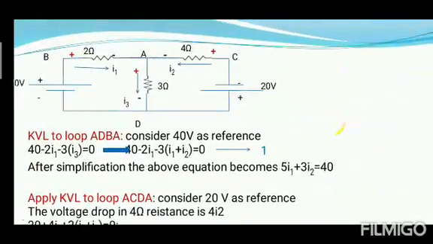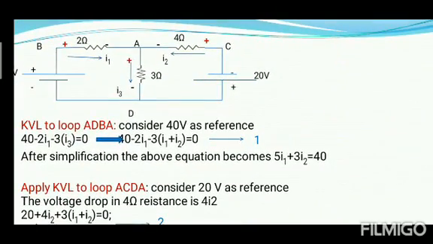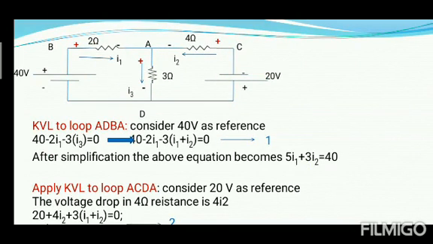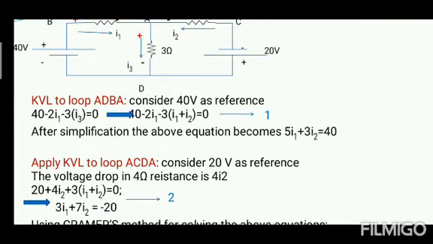Now let us implement Kirchhoff's voltage law to the loop ACDA. Here, considering 20 volts as positive, 4I2 is the voltage drop in the 4 ohm resistance, with the positive on the right side and the negative terminal on the left side, because the current I2 is flowing from right to left. So 20 and plus is connected to minus here, for 4I2. So opposite terminals are connected, meaning we get the same sign, that is plus 4I2.